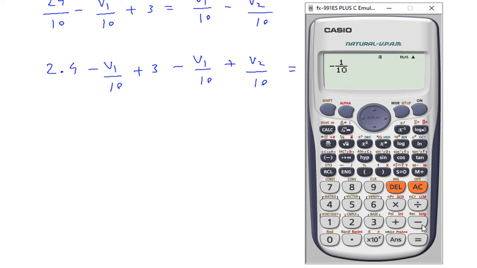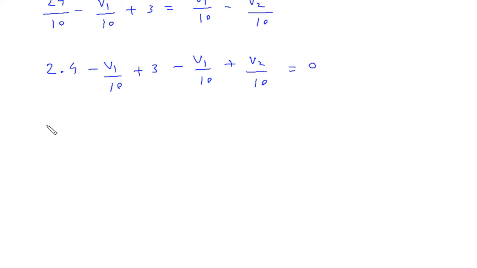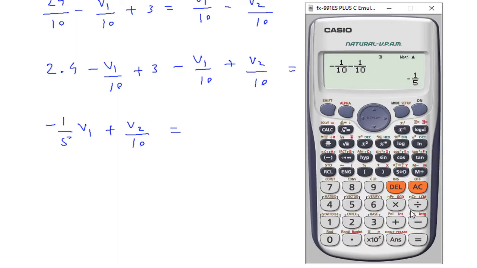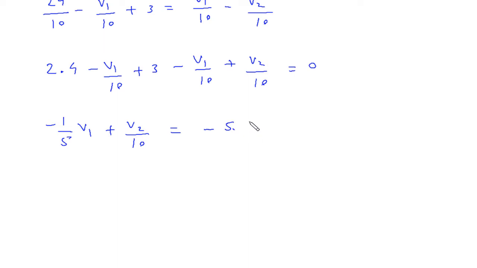So this will be minus 1 by 10 minus 1 by 10, which will be minus 1 by 5. Minus 1 by 5 V1, then plus V2 by 10, is equal to 2.4 plus 3, so 5.4, minus 5.4. Let's say this is equation number 1.